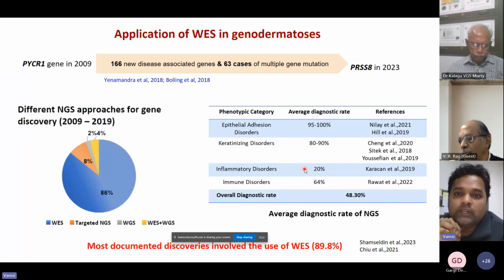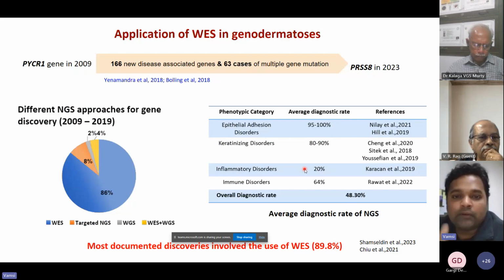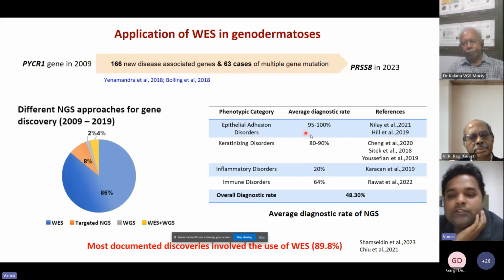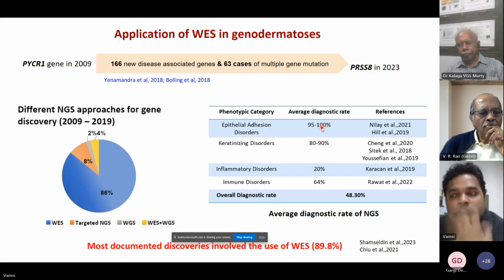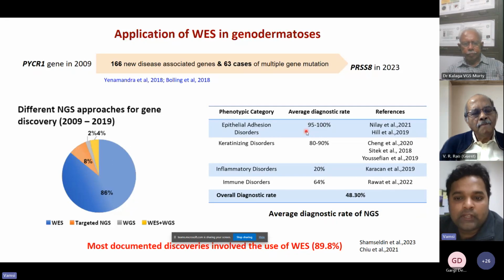With respect to exome sequencing in genodermatoses, it started somewhere in 2009 in the research domain, and from 2020 until 2023, almost 166 new genes were identified, with multiple gene cases in almost 63 cases. We could contribute to two. One is KLS24, the other is Filaggrin2, both from the Netherlands. And among the approaches, epithelial adhesion disorders enjoy the highest diagnostic rate. This is because a lot of researchers across the globe have contributed to the data, so that today, in epithelial adhesion disorders, we can accurately identify genetic causes.